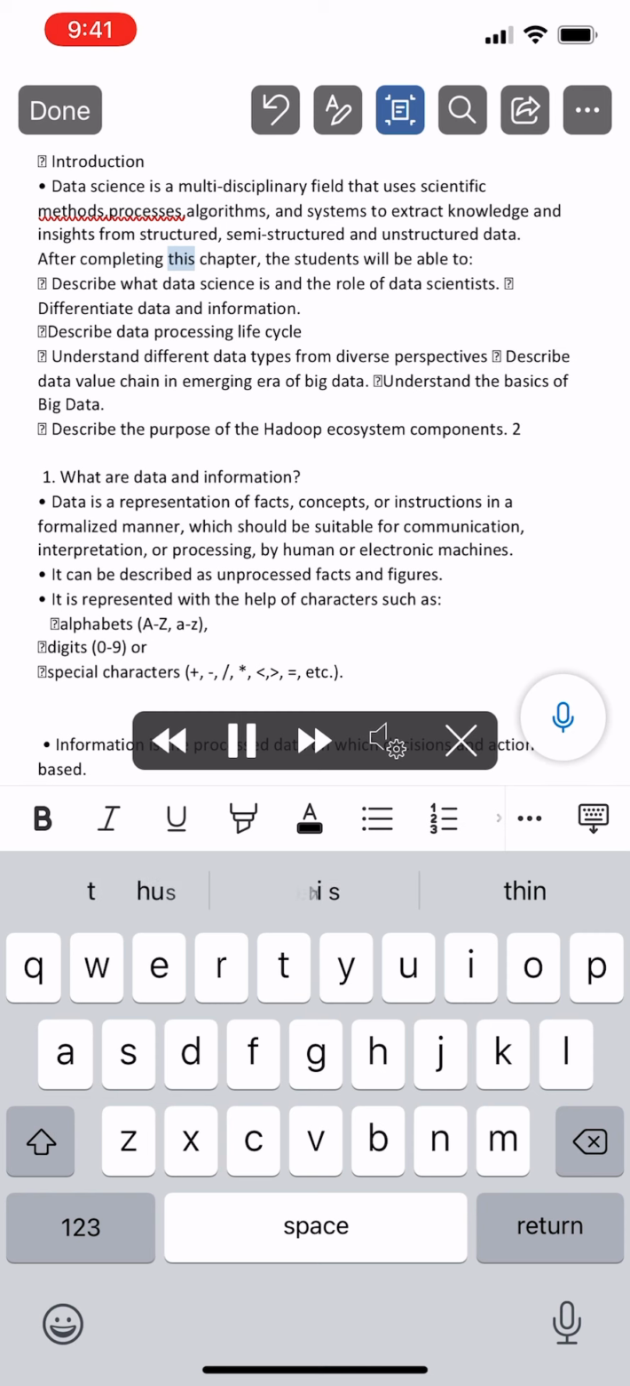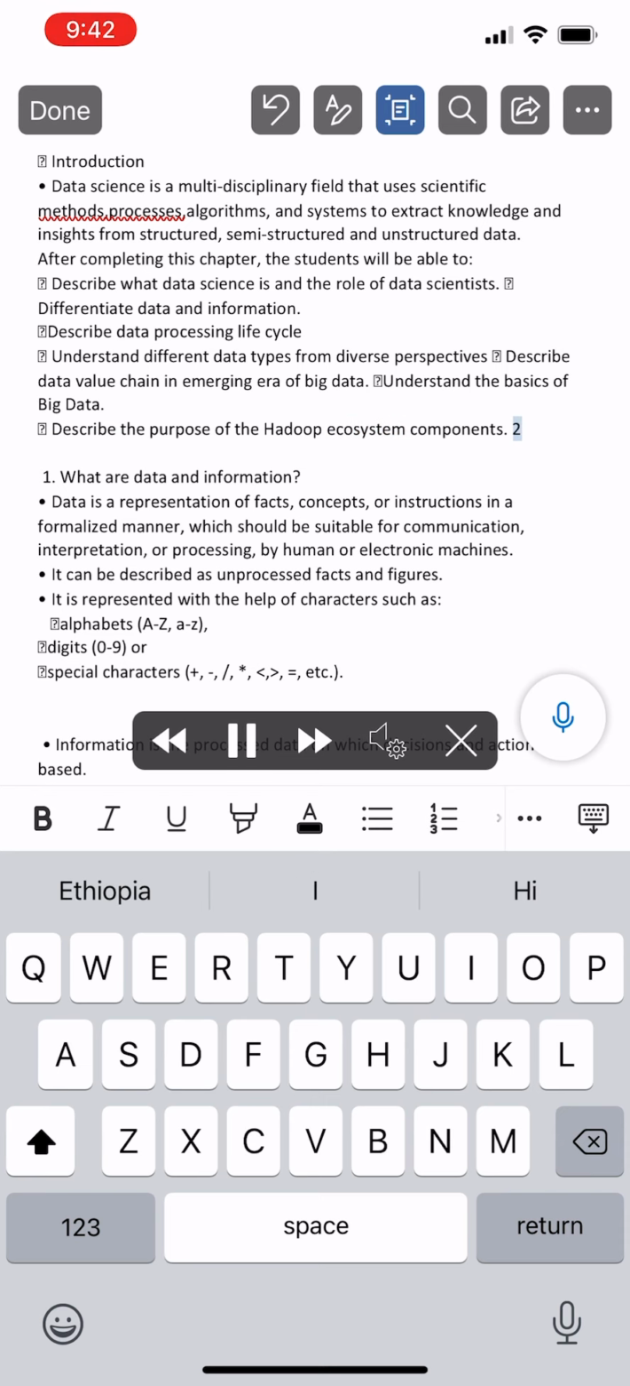After completing this chapter, the students will be able to describe what data science is and the role of data scientists, differentiate data and information, describe data processing life cycle, understand different data types from diverse perspectives, describe data value chain in emerging era of big data, understand the basics of big data, describe the purpose of the Hadoop ecosystem components.